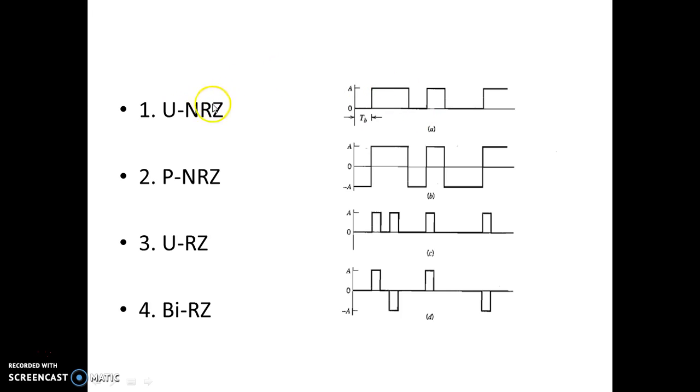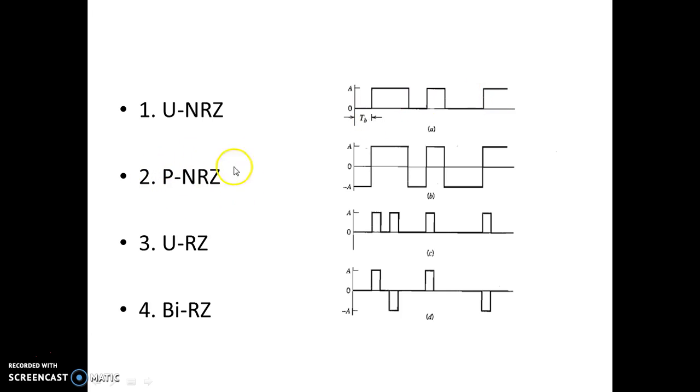Here UNRZ, the first waveform, stands for unipolar non-return to 0. Unipolar means it has only one pole. It is either positive or fully negative. It is called unipolar because of that. It is non-return to 0, it doesn't return to 0 after a bit duration. After a bit duration it changes to the next binary level. Here the binary level should be 1 0 1 1 0 1 0 0 1.